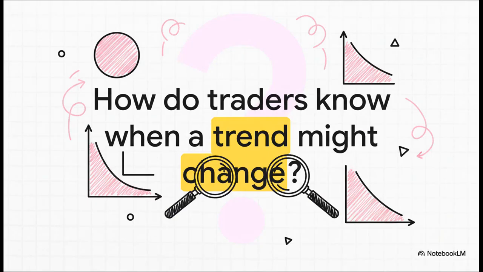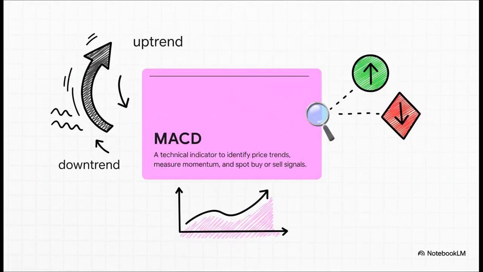I mean, that's the big question, isn't it? In a market that moves so fast, how do you get a heads up that a trend is losing steam? How do you spot the moment when a downward slide might be about to reverse and head back up? It's all about looking for clues hidden in the price charts. And, well, that's exactly where the MACD comes in. It is one of the most trusted tools for finding those exact clues.